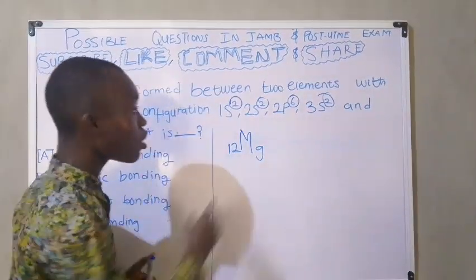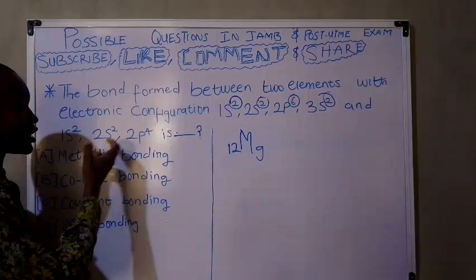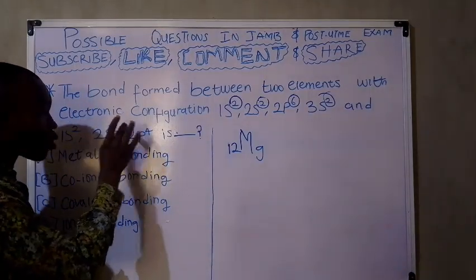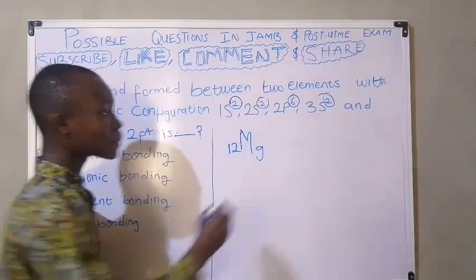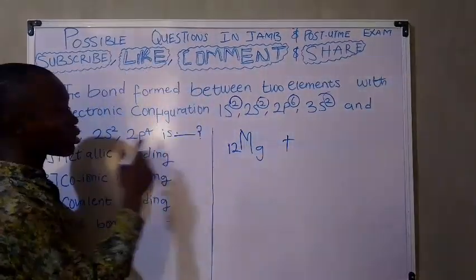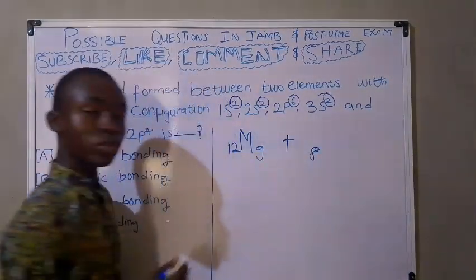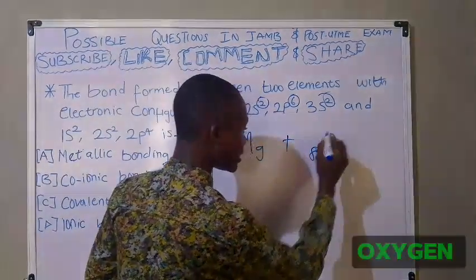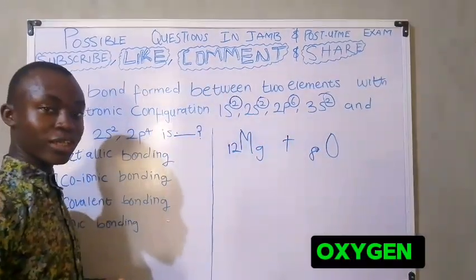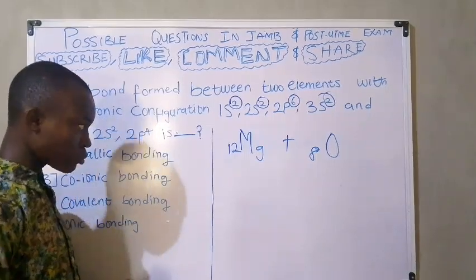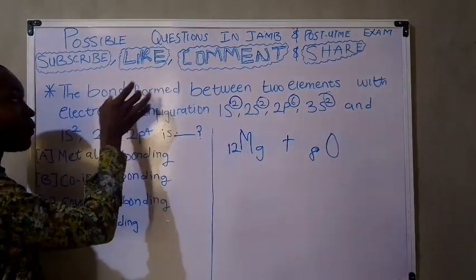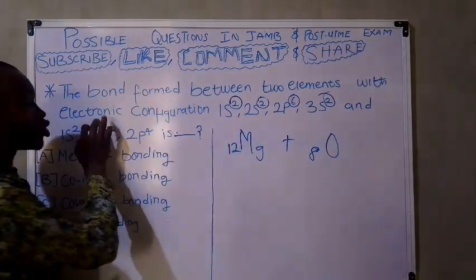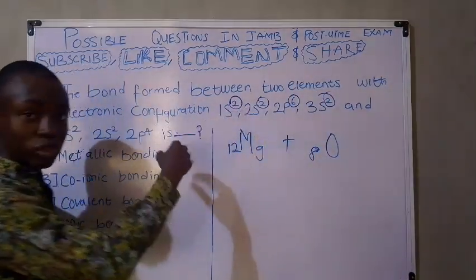Now for 1s2, 2s2, 2p4: 2 plus 2 gives 4, plus 4 is 8. So the element with the atomic number of 8 is known to be oxygen. That should be noted. Now they ask what is the bond formed between the two elements with electronic configuration 1s2, 2s2 and so on.